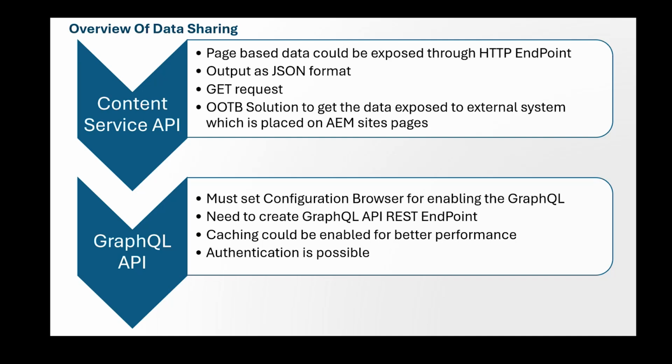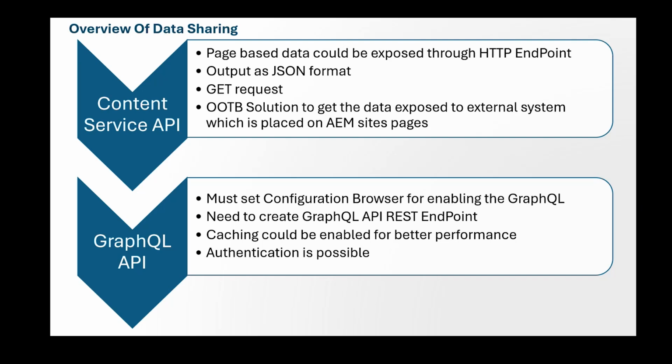On the other method, which is GraphQL API, here you need to do the configuration on your configuration browser, which is available out of the box. Then you need to create an endpoint, and then you need to form your query in order to fetch the result. This method is very good in terms of caching the content, and authentication is also possible. It means if you have any gated content, your authentication will be done through the GraphQL API.